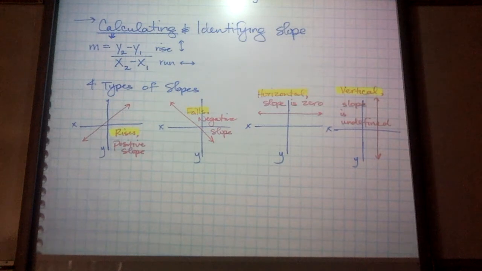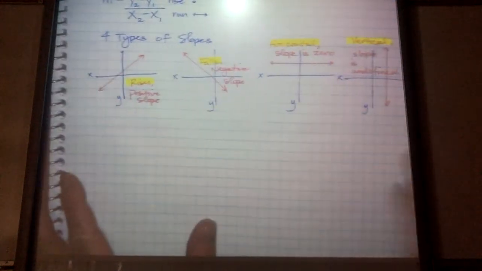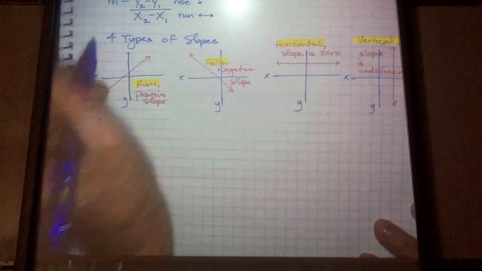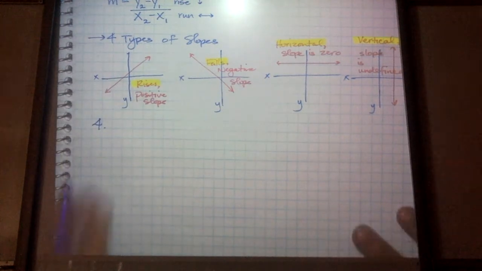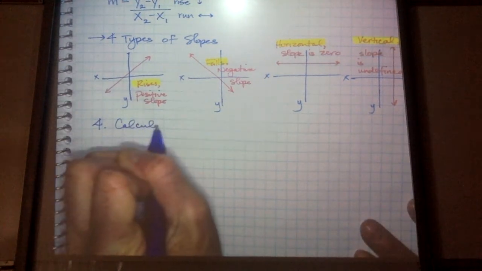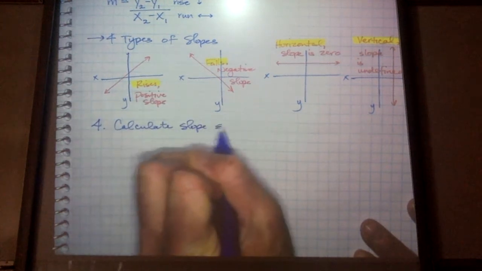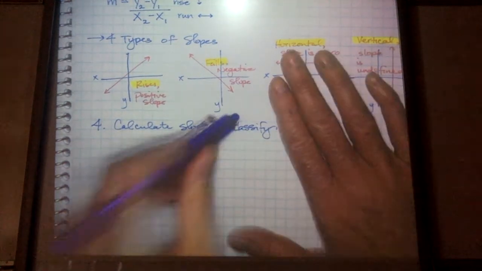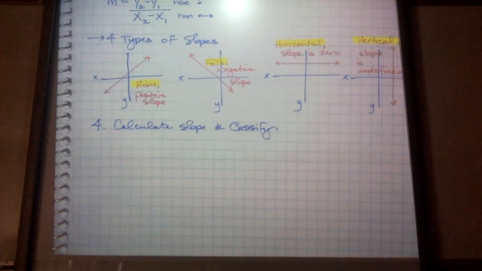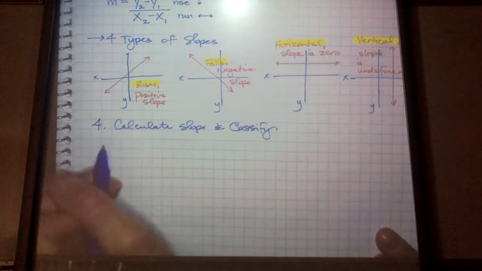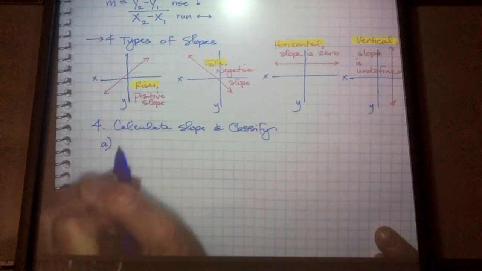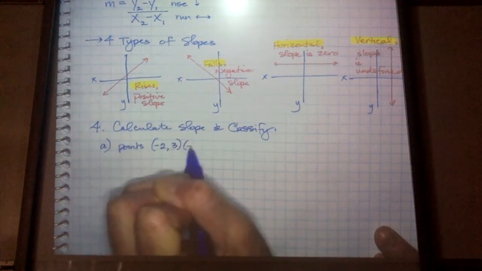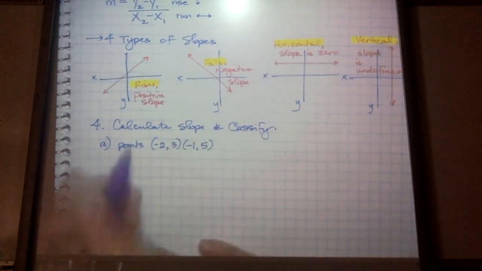So I'm going to do a couple examples with you, and then we will do our lesson practice. So example 4. You are going to calculate slope and classify. Okay, and we're going to classify either as rises, falls, horizontal, or vertical. So part A, here are our points: -2, 3 and -1, 5.